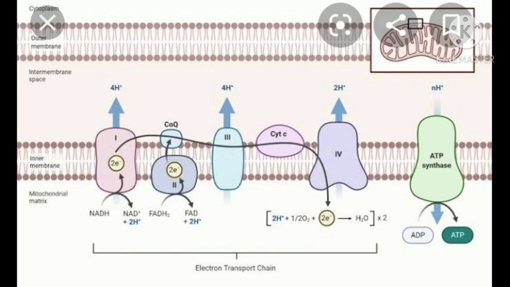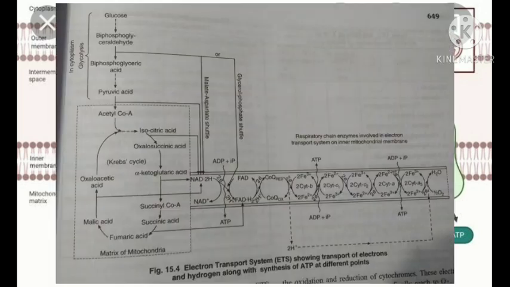ATP synthetase, that is complex 5, consists of 2 major components, F1 and F0. The F1 headpiece is a peripheral membrane protein complex and contains the site for synthesis of ATP from ADP and inorganic phosphate. F0 is an integral membrane protein complex that forms the channel through which protons cross the inner membrane. The passage of protons through the channel is coupled to the catalytic site of the F1 component for the production of ATP. For each ATP produced, 2H+ passes through F0 from the inner membrane space to the matrix, down the electrochemical proton gradient.